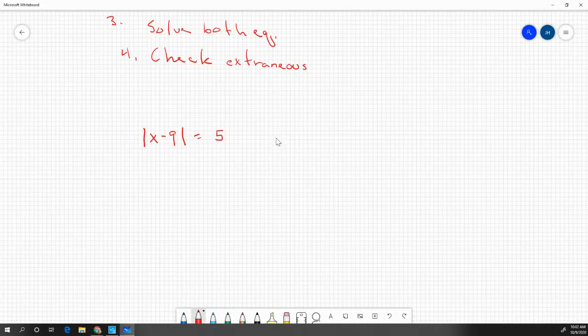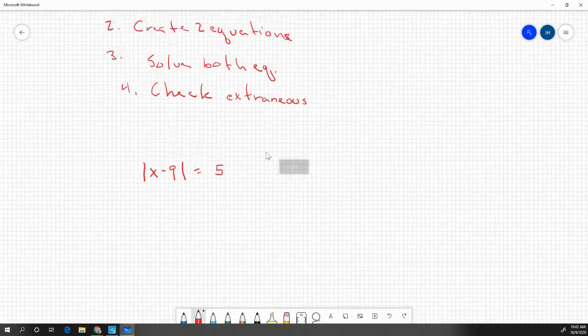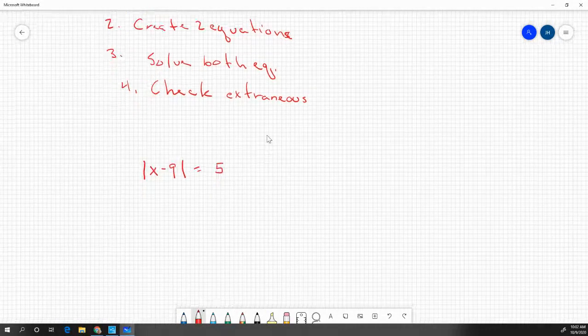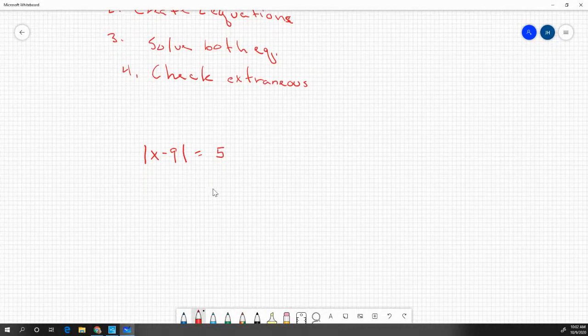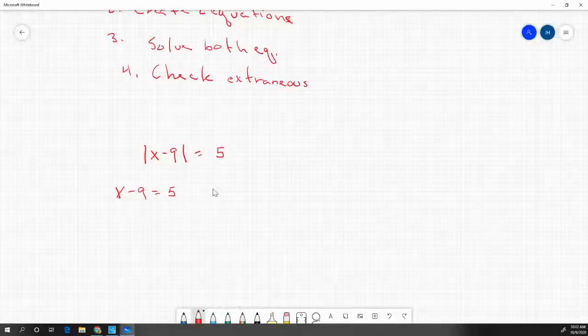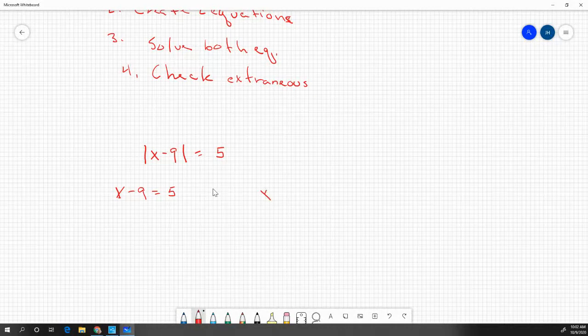So the next step was to create two equations. The first equation, you're going to take the insides, x minus 9, and set it equal to 5. The second equation will be x minus 9 equals negative 5, right?